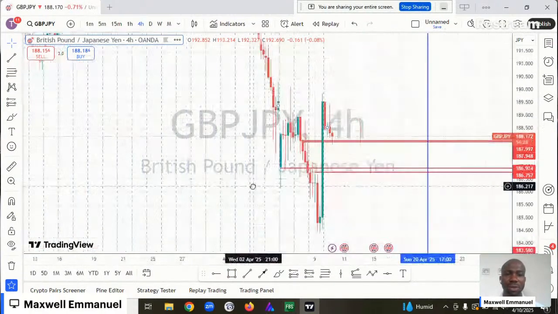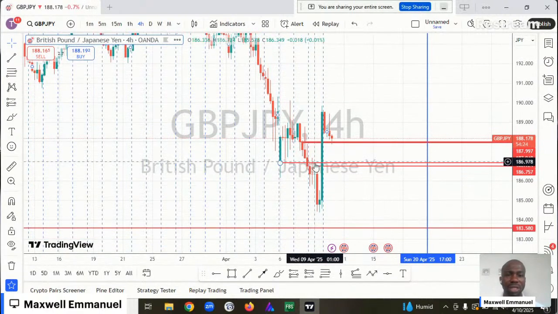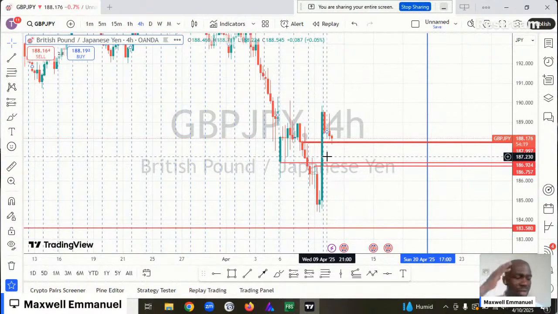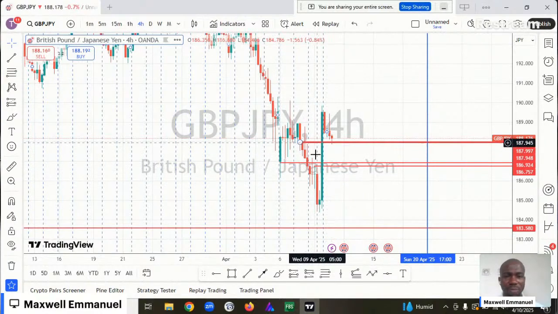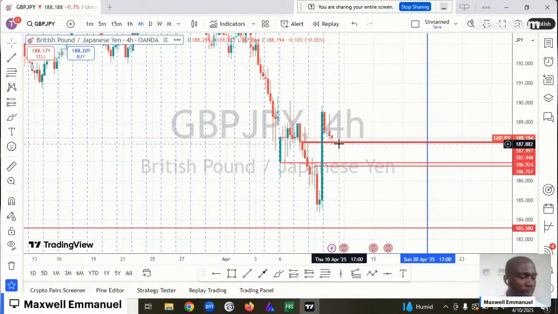I shared my expectation with you guys on GJ yesterday night. I expect GJ to come to this area, this zone. Technically, GJ is supposed to come to test this area. That's my expectation on GJ. It is still bearish.